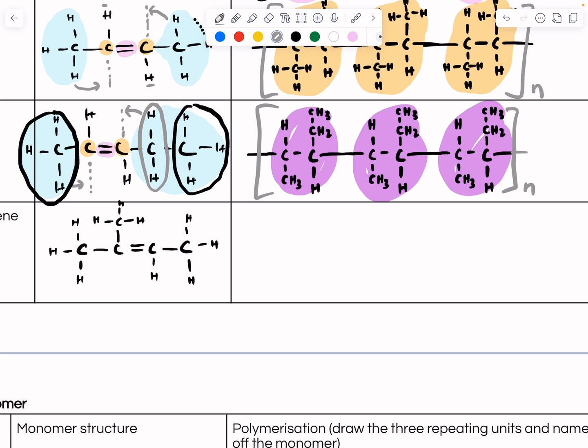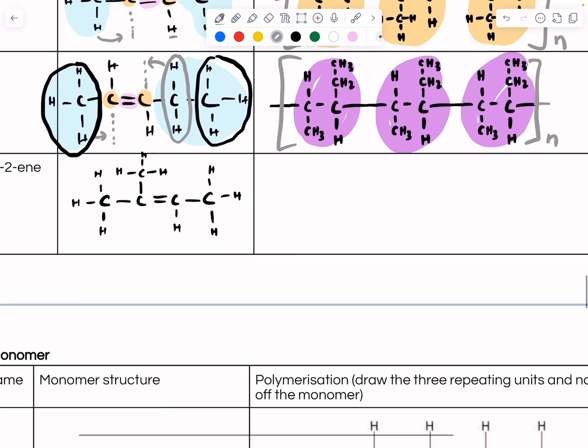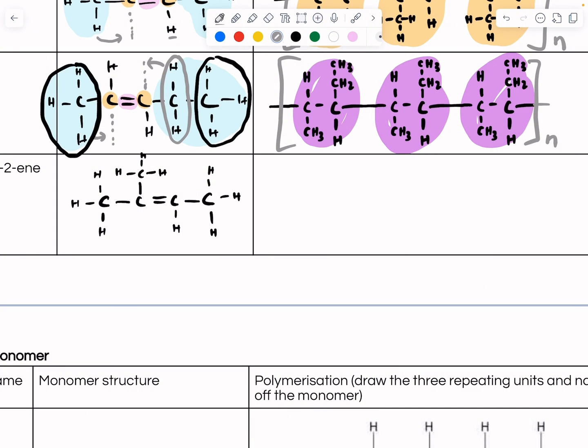There we go. That's our polymer. Okay, last one to go. Again, let's identify that double bond. Let's identify the carbons involved in the double bond. Let's look at the groups that are obstructing our double bond from opening.